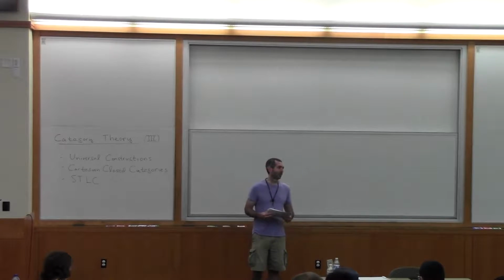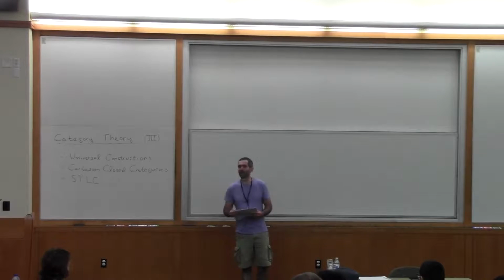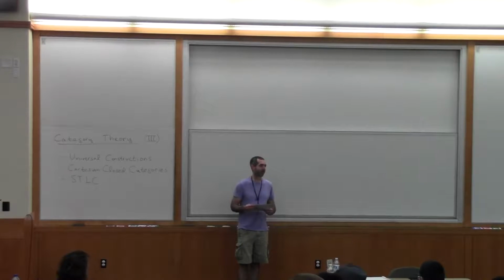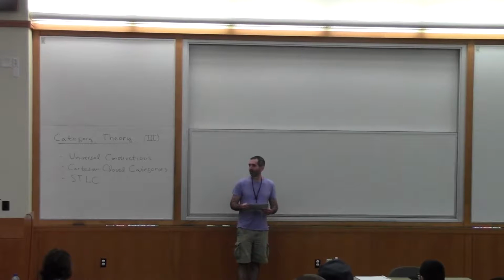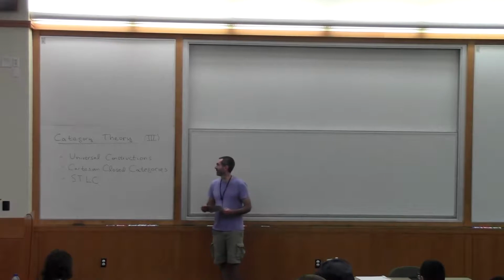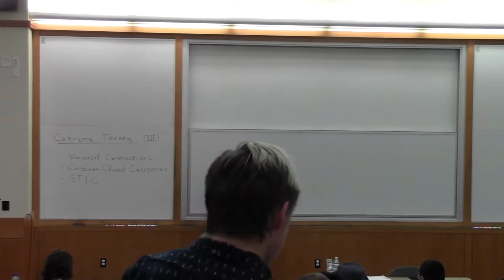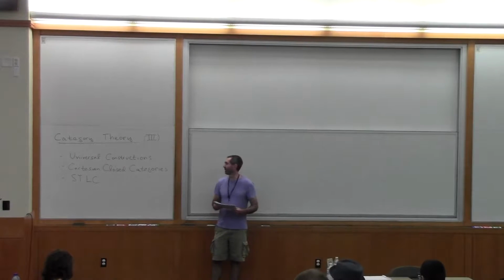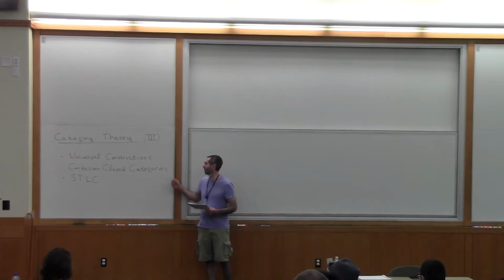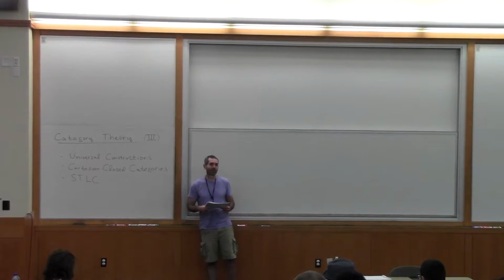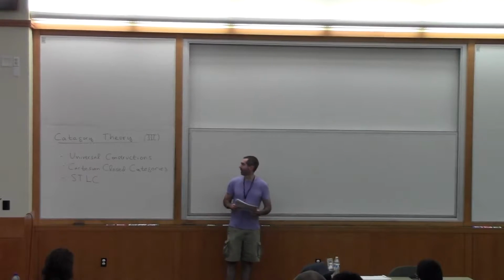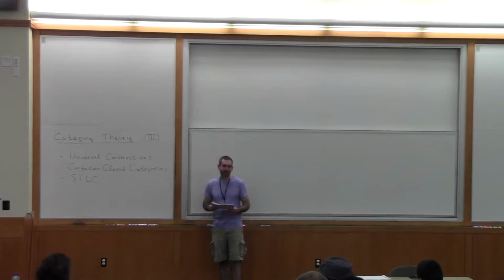So hello and welcome to the third lecture in the course on category theory for the summer school. The topics today are what I call universal constructions, which I'll explain in a second. And in particular, the ones we need to describe a Cartesian closed category, which is the kind of category we need in order to interpret the simply typed lambda calculus. So this is the plan and the reason for the plan.